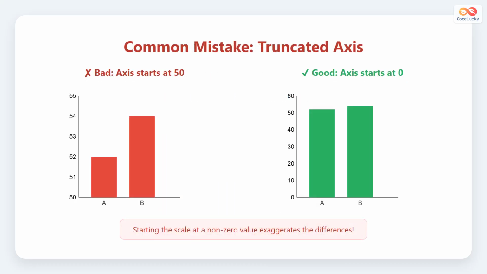A critical warning when reading or creating charts: watch the scale. A fair chart usually starts the axis at 0. If a chart starts at 50, small differences between bars look huge and dramatic. This can be misleading. Always check the starting point of the axis to ensure you are not being tricked by the visuals.